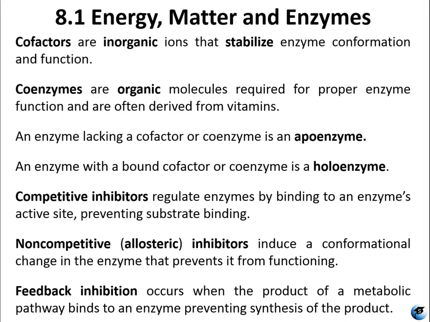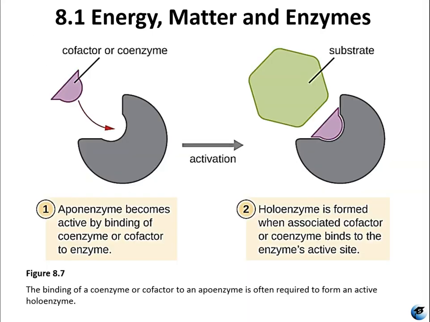And then feedback inhibition, this is when the product of a metabolic pathway, so a metabolic pathway is where there are several steps involved, several reactions that happen in succession, and we're going to see that when we look at glycolysis and the Krebs cycle. So during a metabolic pathway, a product is formed early on and that binds to an enzyme, and it prevents the synthesis of a product later in the pathway. So it gums up the works. It's kind of like throwing a monkey wrench in the spokes of a bike or something.